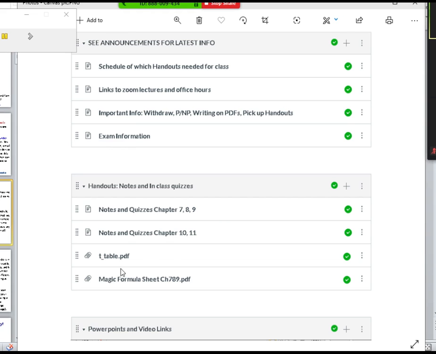Also here are the notes, the T-table that you need, and the magic formula sheet that you need. Just click on those links. And then down here, the next one is the PowerPoints and the links to all the videos. So all the stuff that I'm recording, the links to all those videos are down in there.